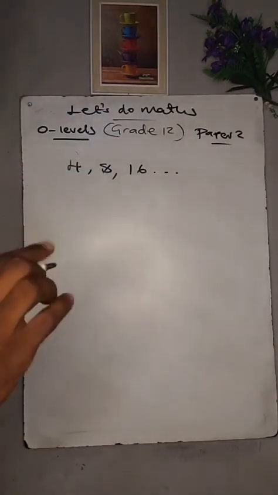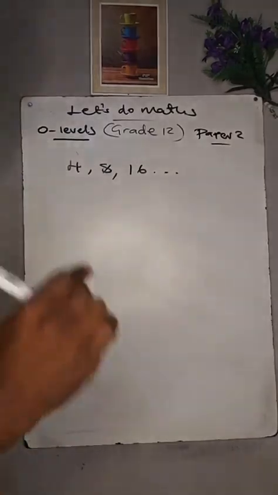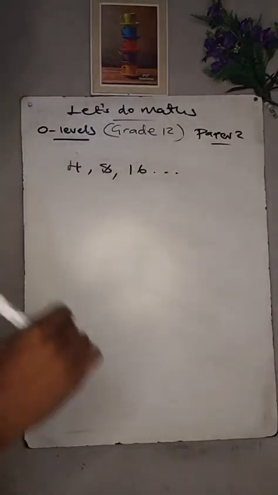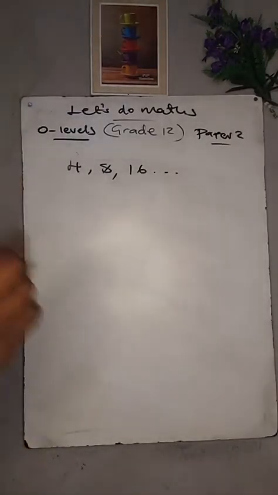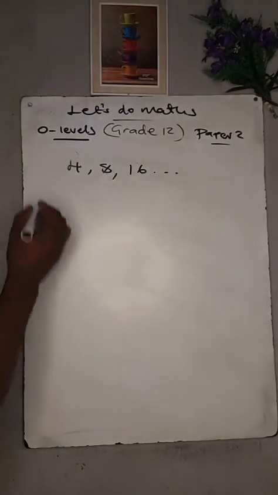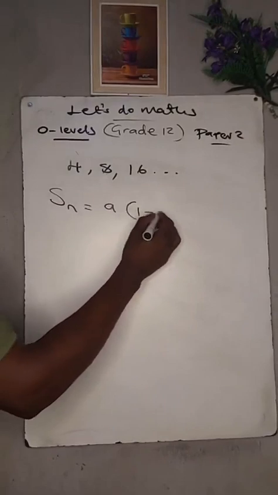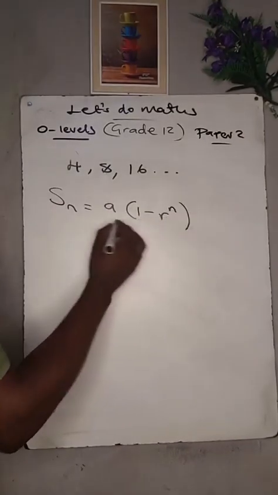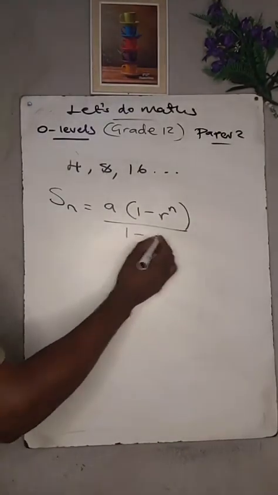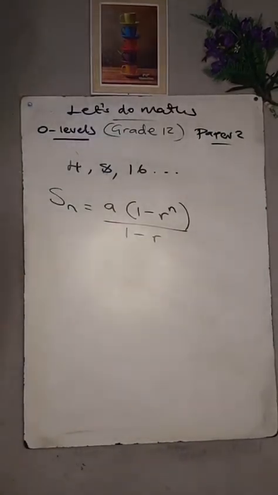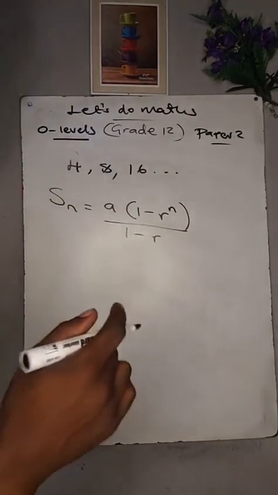Remember, we have two formulas depending on the value of our common ratio. I'll write the two formulas and explain where the difference is. The sum of the nth term is equal to a, open bracket, 1 minus r to the power n, close bracket, over 1 minus r. That's the formula we use for finding the sum of the nth term of a geometric progression.